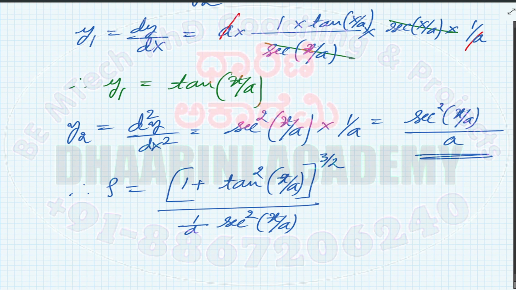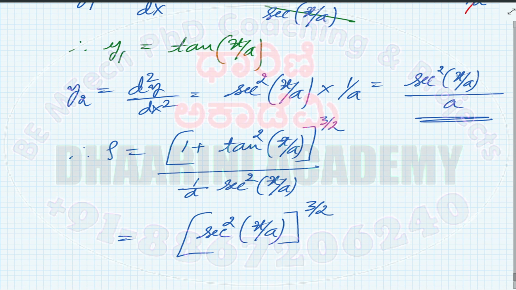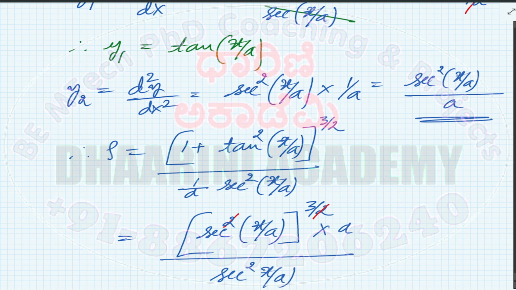So what is 1 plus tan square theta? If you remember, just now we have used this. 1 plus tan square theta is secant square theta. So I can write this as secant square of x by a, but whole to the power 3 by 2 is still there. Now you can see that this square and this power 2 will get cancelled. Then the denominator is anyway 1 by a, which will go to the numerator as a, divided by secant square x by a.